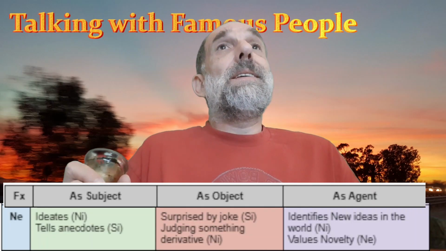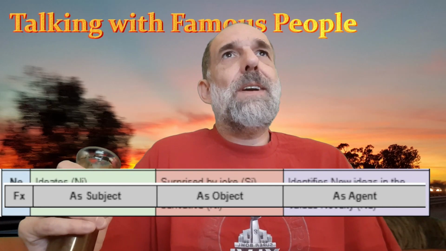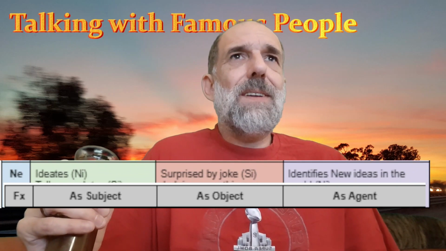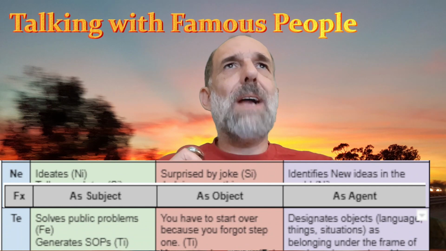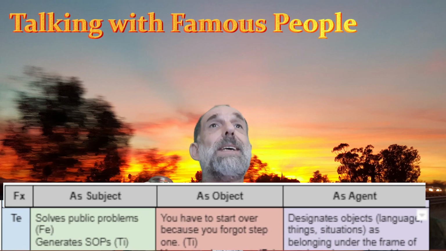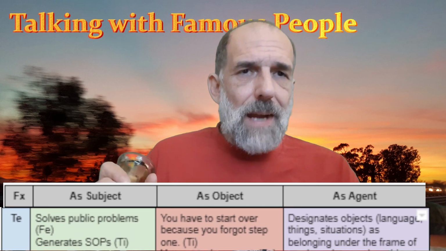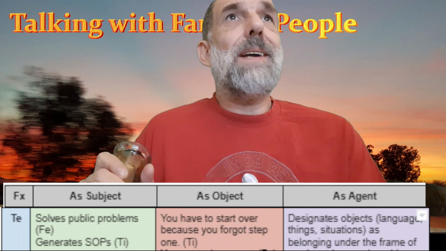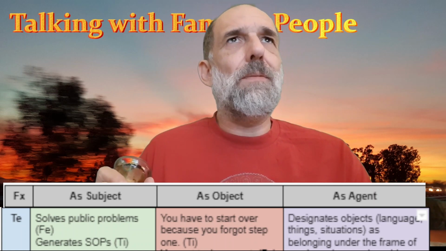Extroverted Thinking, TE. TE solves public problems, FE, that's how it links to FE. Generates standard operating procedures, that's how it links to TI. Things need to be consistent linguistically to be rendered useful for multiple people as a standard operating procedure they can apply. As an object, TE, you have to start over because you forgot step one. You're the object of your own bad TE there, right? Or you get tech support from somebody. You're the object of somebody else's TE and your problem for you.